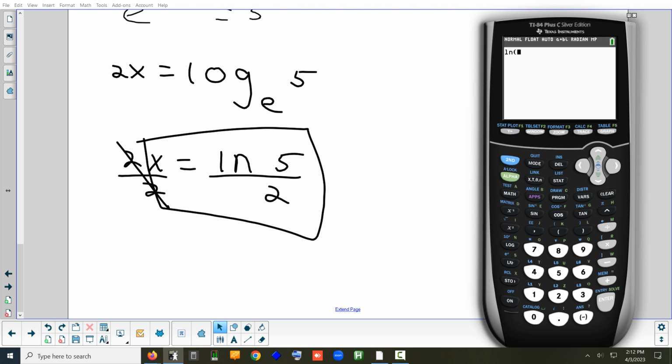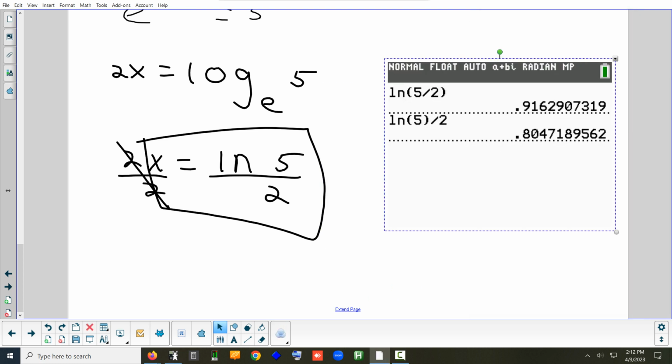Now, tell me which way is right. This way? Ln of 5 divided by 2? Or this way? Obviously, it's important which way we do it. The bottom. If you do the top one, you're really taking the ln of 2.5. Right? It's like the ln of 2.5. That's different than the ln of 5, and then divide that answer by 2. It doesn't come out the same. So this is wrong.